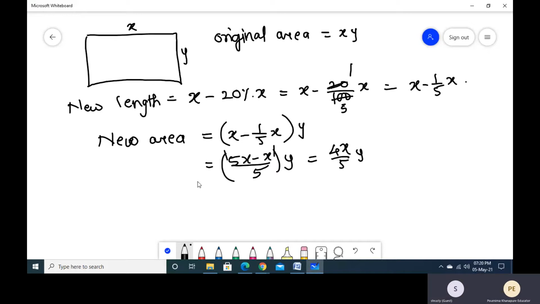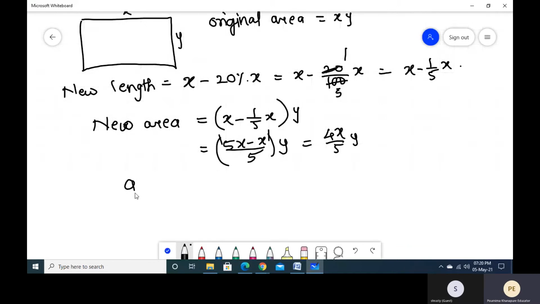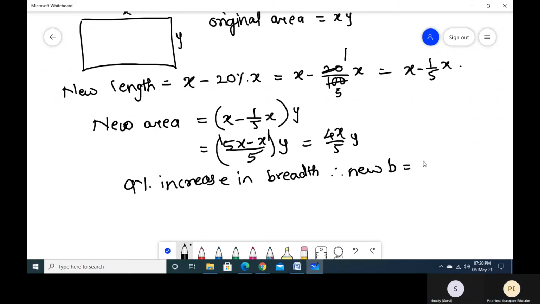Ma'am, how do we need to find the percentage for the breadth? Let's suppose there is an a percent increase in the breadth. The breadth was y. Therefore, the new breadth would be y plus a percent, that is a upon 100 into y.